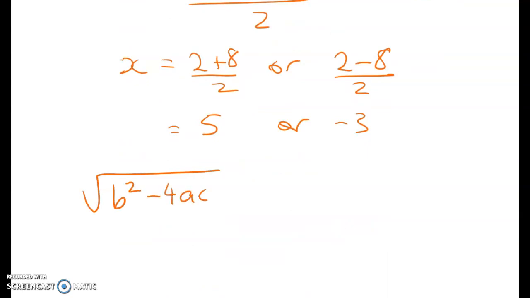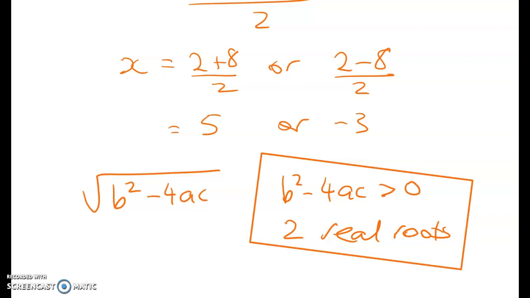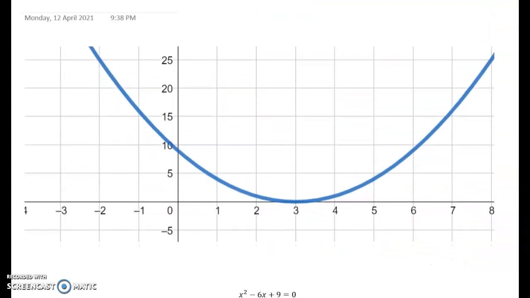So we've got our first case. When b squared minus 4ac is a positive number, we get two real roots. So if you're asked, just from looking, how many real roots a quadratic will have, this is the only bit of calculation that you need to do. Let's look at the next one, which is one where we've just got one real root.